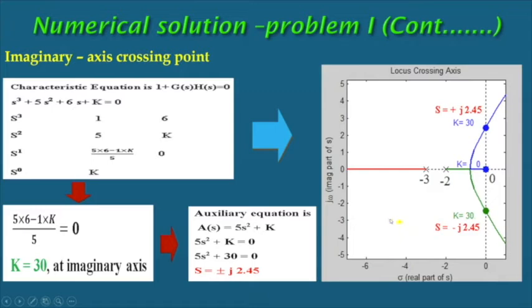From this figure, we see that if K is greater than 30, then the system is unstable because roots are present on the right hand side of the s-plane. If K equal to 30, then the system is marginally stable. If K is less than 30, then the system is stable.